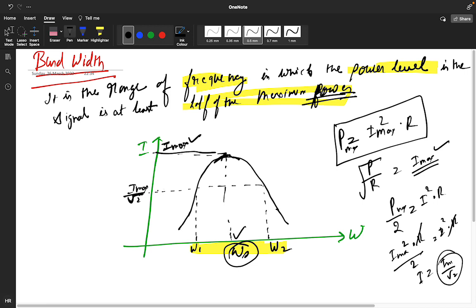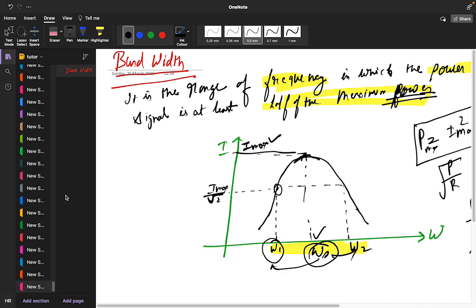So that's why I am taking I max by root 2 current, and this I max by root 2 current will be possible at some particular frequency omega 1, and we will get I max by root 2 current two times. One will be on this side, lesser than the resonant frequency, and one will be greater than the resonant frequency. Okay guys, so this is your bandwidth.